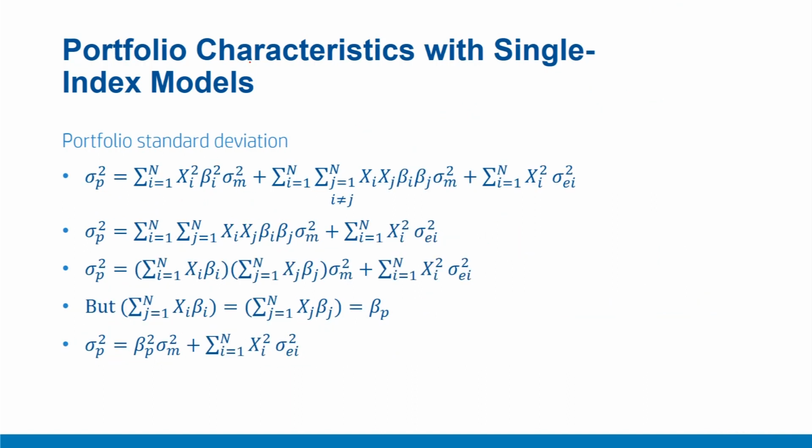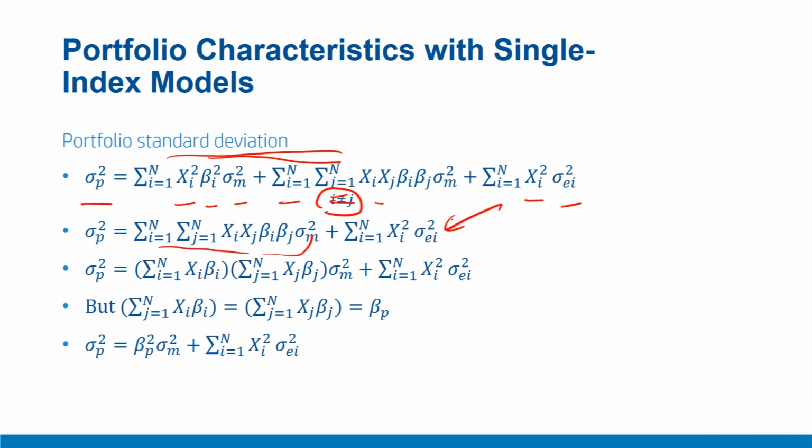Now, let us examine the risk of a portfolio using the equation we saw earlier: sigma p square equals the summation of xi square beta i square times sigma m square, plus the double summation over i equal to 1 to n and j equal to 1 to n of xi xj beta i beta j sigma m square, plus the summation over i equal to 1 to n of xi square sigma ei square. Let's simplify this equation a little bit. We can combine these two terms so that the i not equal to j condition is removed, and this resulting expression is just a combination of these two expressions, and this last expression remains the same.